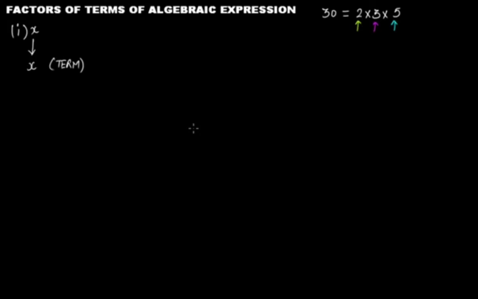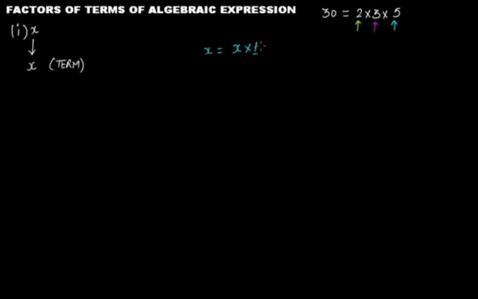In the same fashion, whatever we have learned about factors in the case of numbers, we are going to apply here. And as we said, we find factors of terms. In this case, we have only one term, and that one term is x. So you can think of this term x as x times 1, right? x is equal to x times 1.